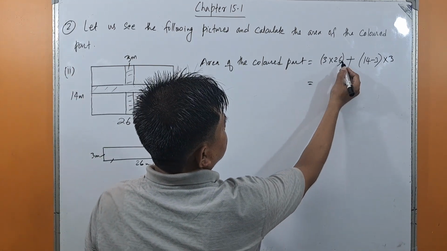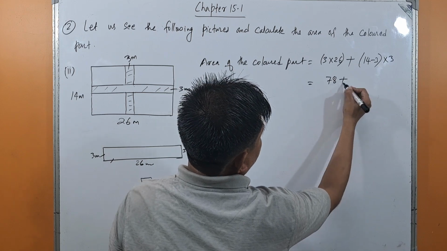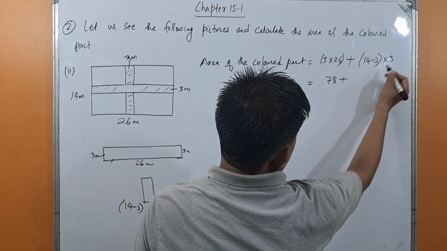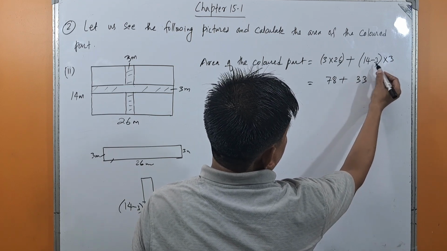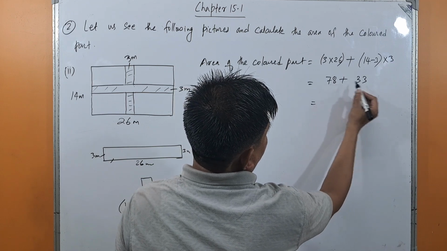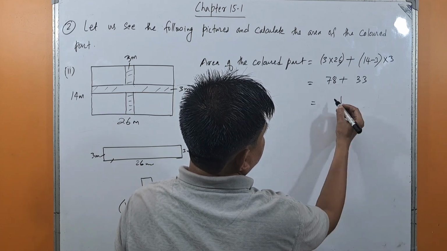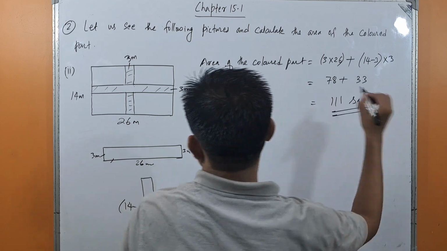Now 3 6s are 18, 3 2s are 6, plus 1 is 7, plus 14 minus 3 is 11. 11 into 3 is 33. We add up these two numbers. 8 plus 3 is 11. 7 plus 3 is 10, plus 1 is 11. So 1 1 1 square meters. Okay.